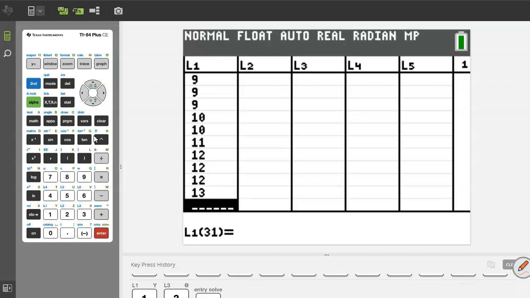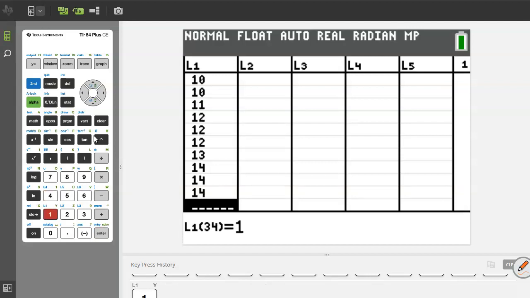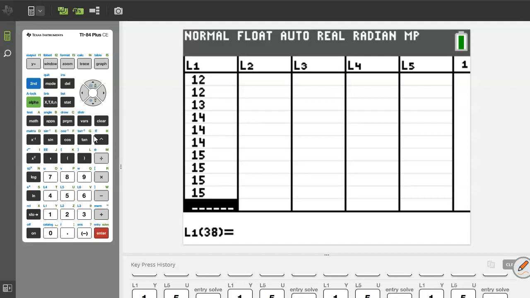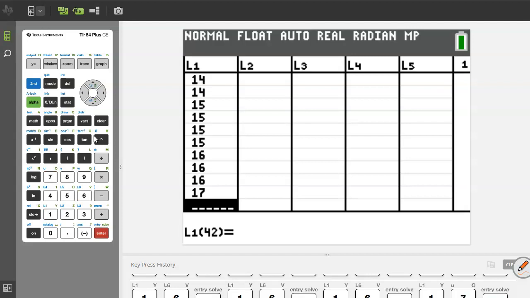13, 14, 14, 14, 15, 15, 15, 15, 16, 16, 16, 17, 17, 17, 17. Is that it?